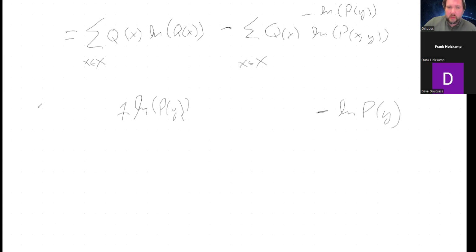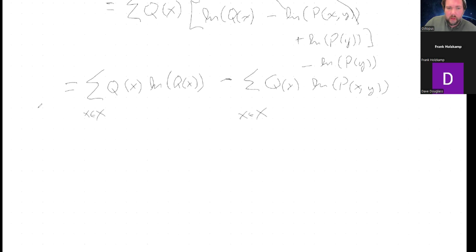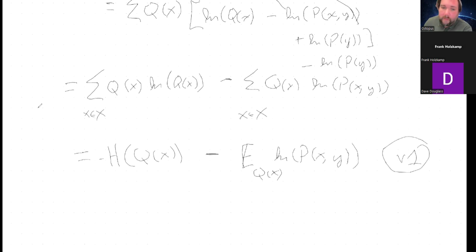Which means that this term and this term actually do cancel. So when I take this natural log of p of y minus natural log of p of y, I just delete both of those because they cancel. And here again, I'm left with the negative entropy of q of x minus the expected value over the q of x distribution of the natural log of p of x, y, which is equal to version 1 of the variational free energy formula.